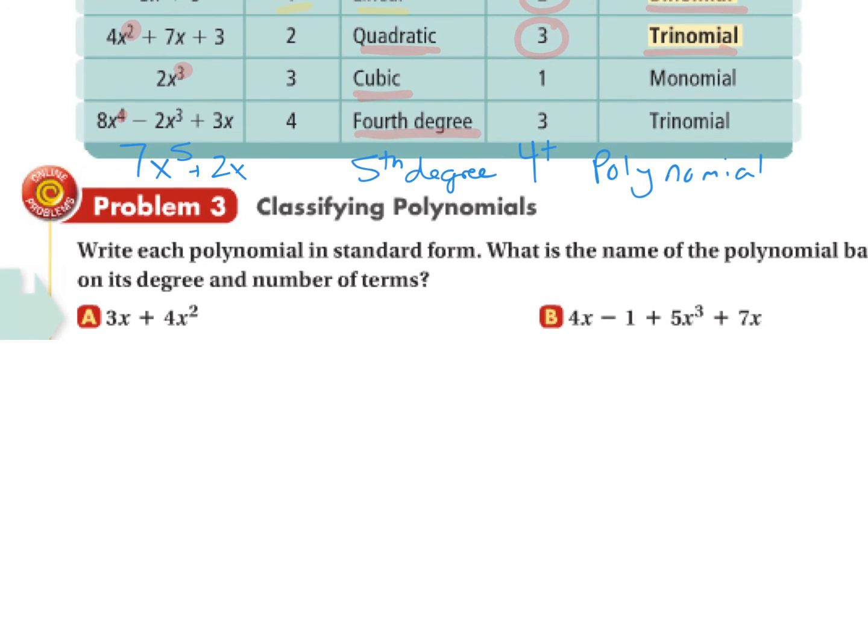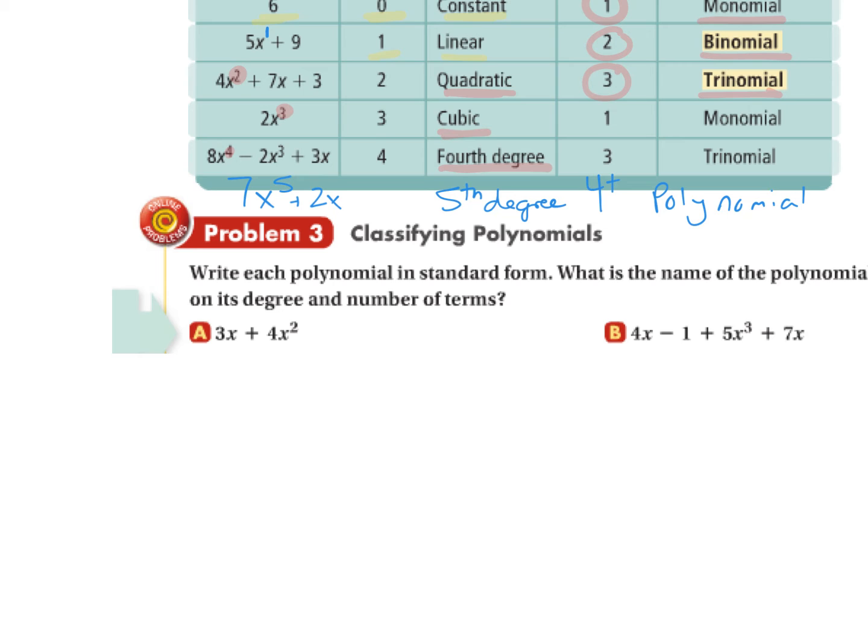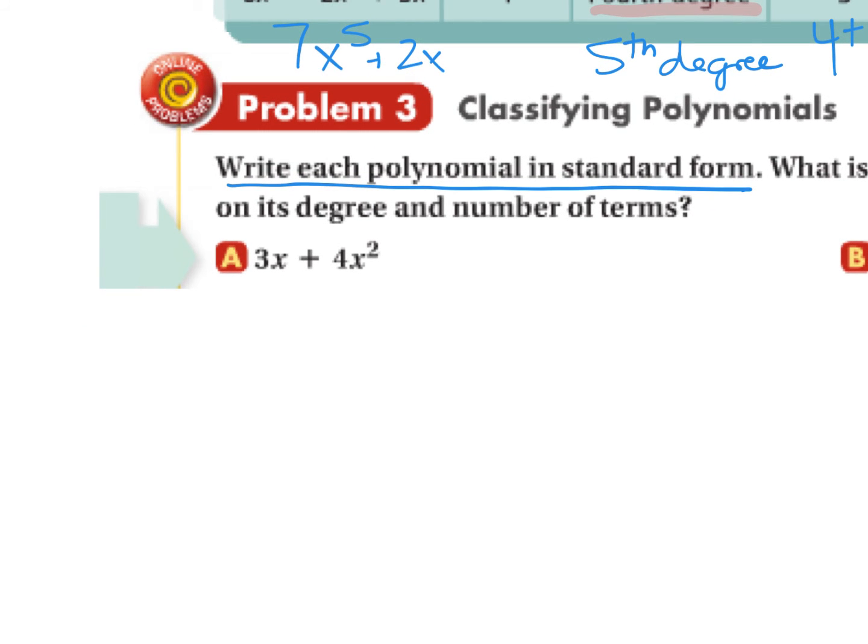So let's take a look at problem 3. We have 2 directions. Write each polynomial in standard form, and then we need to name the polynomial. So standard form means biggest exponent first. I've got 3x to the 1 plus 4x squared. I want 4x squared to come first because that has a higher exponent, and then 3x to come at the end. So now that is in standard form.